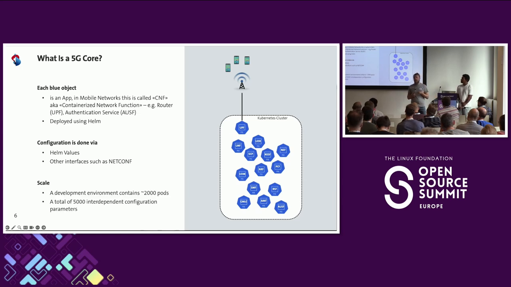Talking about scale, a small dev environment of this 5G core consists of roughly 2,000 pods and about 5,000 different configuration parameters. So it's quite a huge thing.